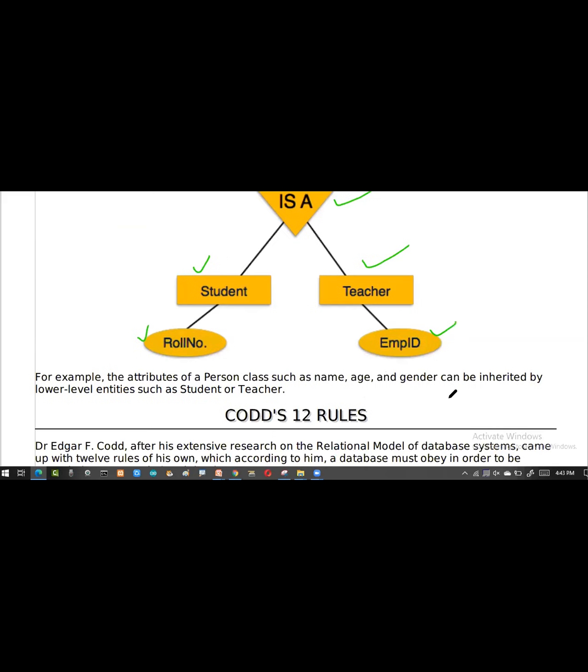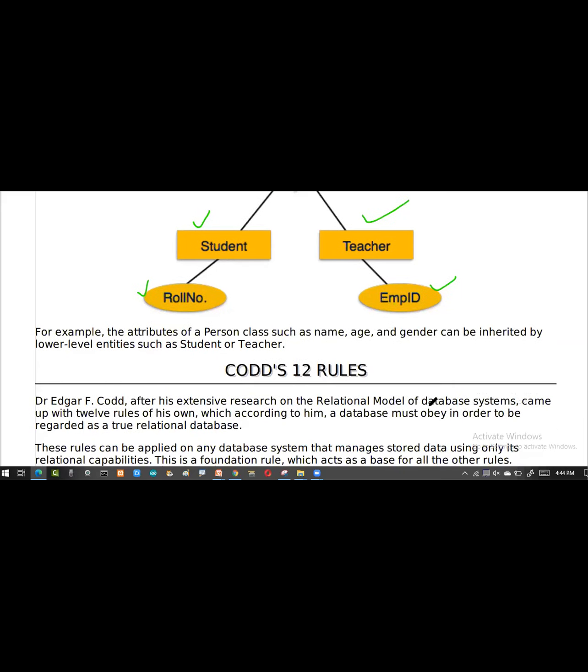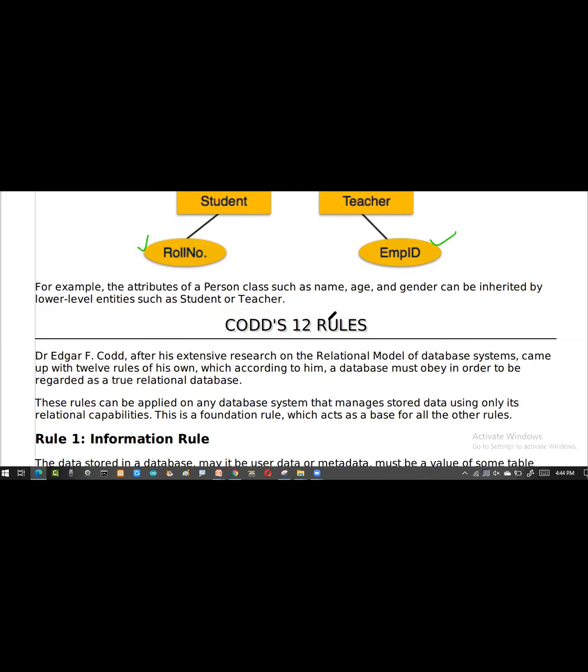I have told you many times that whatever concept you are learning in DBMS is based on Codd's rules. EF Codd gave these rules in 1970. He is called Dr. Edgar F. Codd. As I told you, we have a total of 12 Codd rules. This is very important, because based upon that only we are going to go over normalization and all the other things.